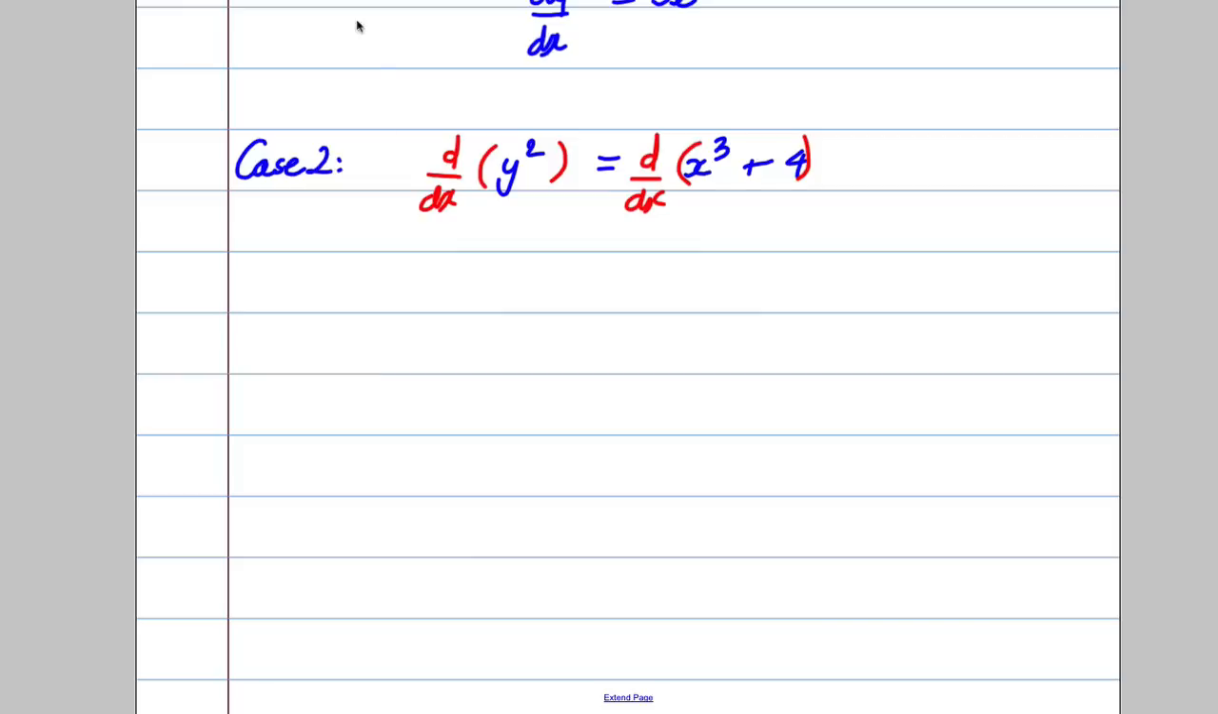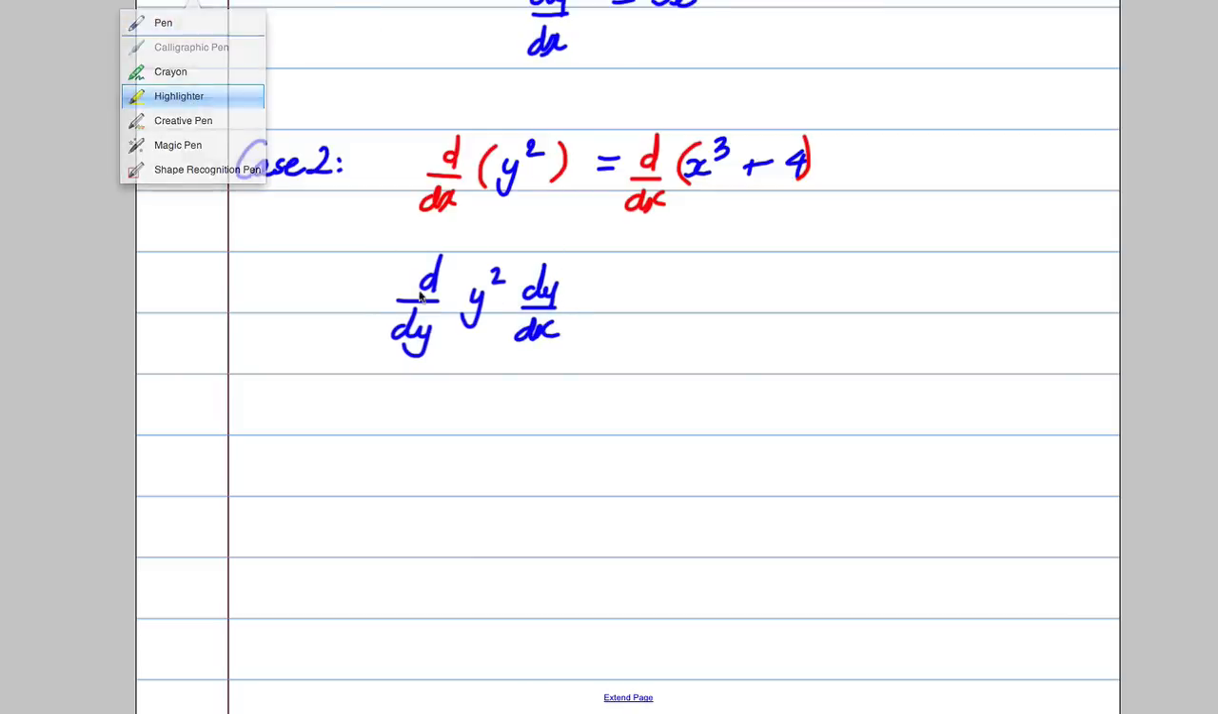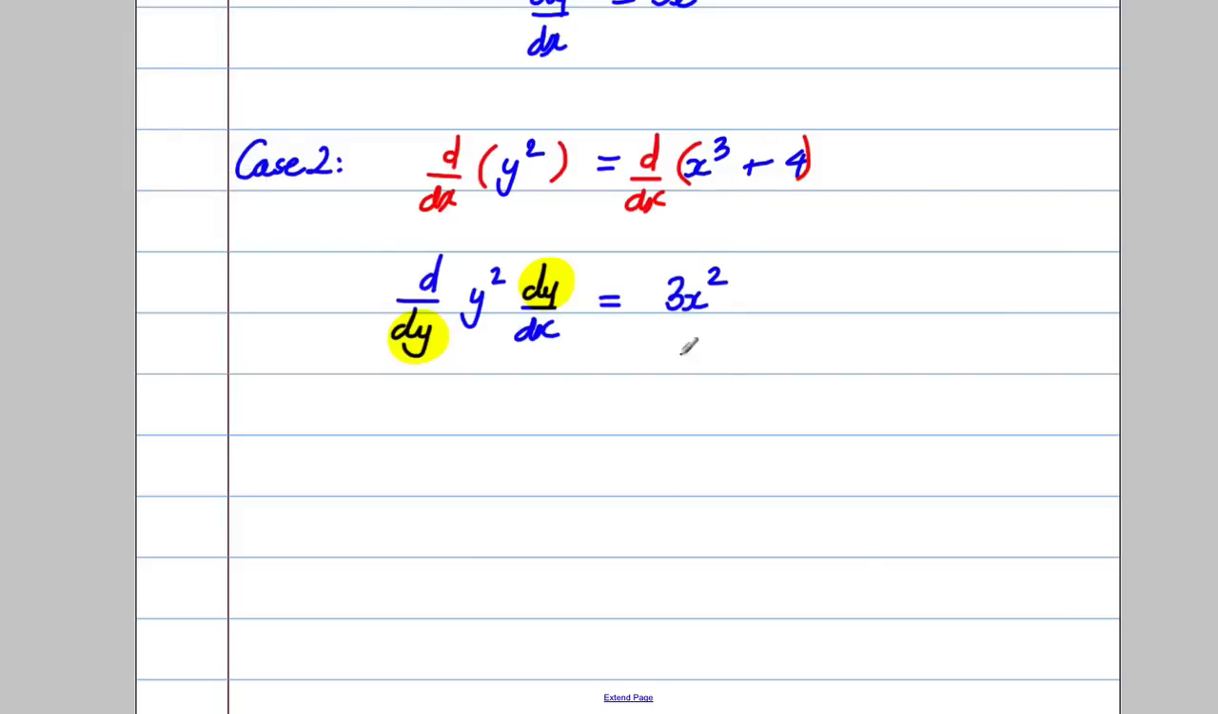Well, what I can do, like I did before, is trick myself into differentiating it with respect to y, but then post-multiplying afterwards by dy by dx, because we can think of it as the dy sort of cancelling and leaving us with the thing we wanted. And this here would therefore be 3x squared as it was before. Now d by dy of y squared is actually 2y.